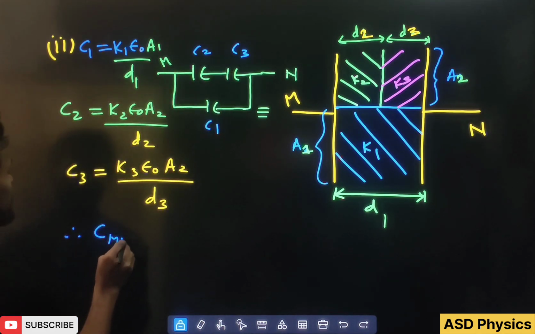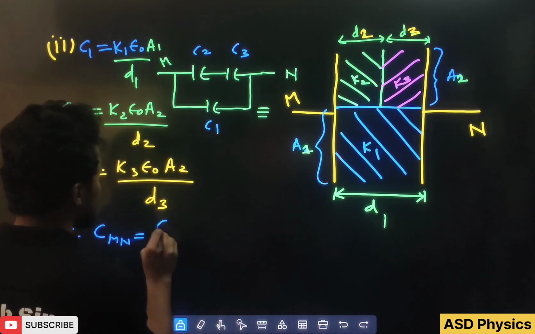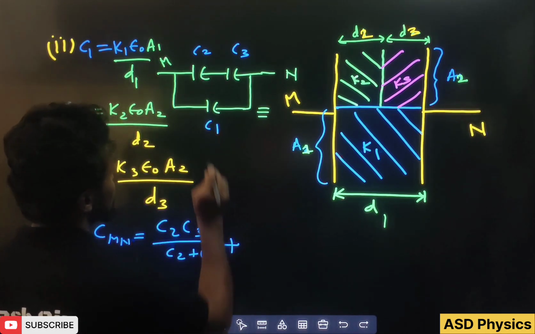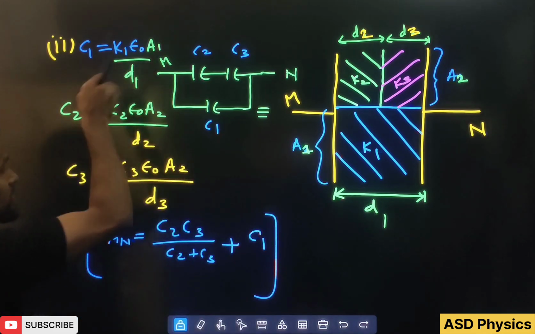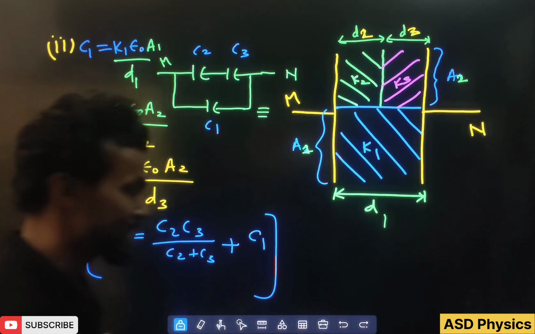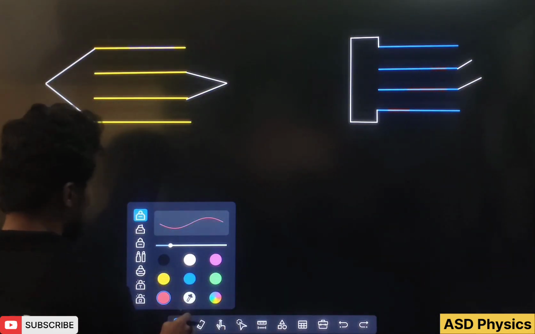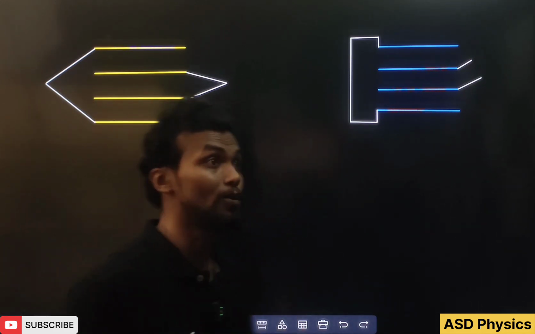If I write the equivalent, CMN will come here. C2 and C3 are in series, so we can write C2 C3 by C2 plus C3, plus C1. In this formula you just put all this and you can get the equivalent between them. Great. Now students, see this one. This one is somewhat interesting, because before that I told about series and parallel, but here a mixed combination will happen.